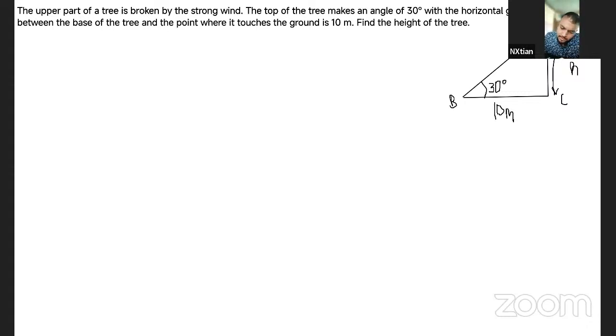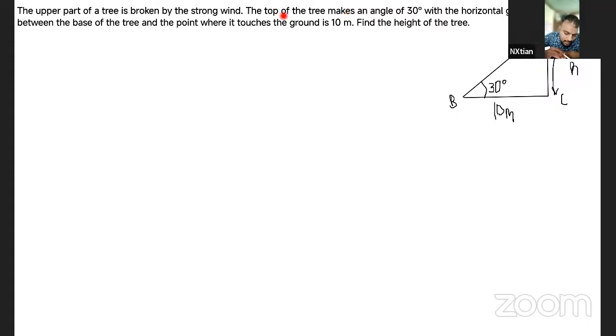Open the top of the mix and the distance between the base. So, yeah. This is the angle supposed to be at A. At A. I can't, you don't know, read this? I mean, because it's just the upper part of the field. Sir, I didn't understand the second part. The distance between the base of the tree and the point that touches the ground is 10 meters.